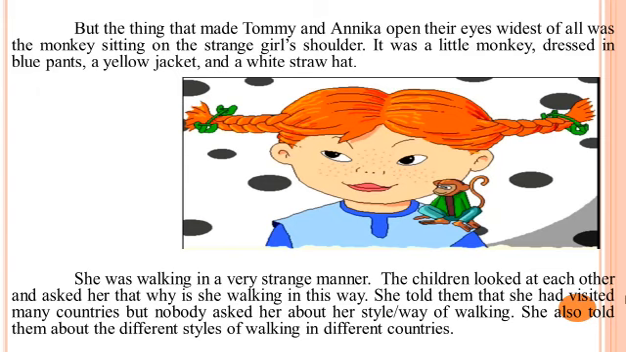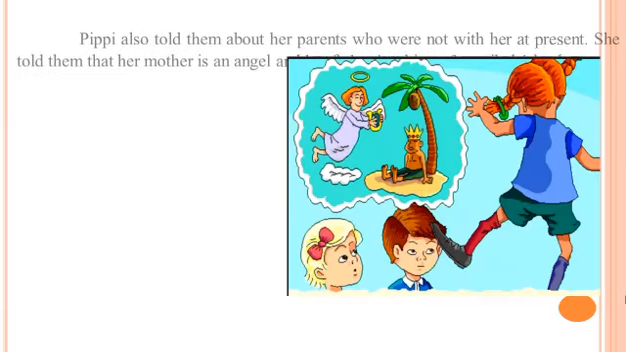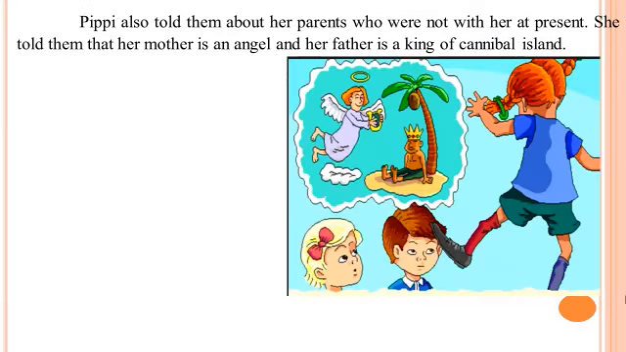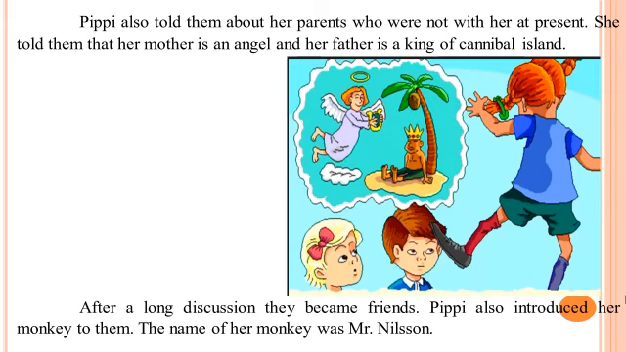The children looked at each other and asked her why she was walking in this way. She told them that she had visited many countries, but nobody asked her about her way of walking. She also told them about the different styles of walking in different countries. Pipi also told them about her parents who were not with her at present. She told them that her mother is an angel and her father is a king of Cannibal Island. After a long discussion, they became friends.